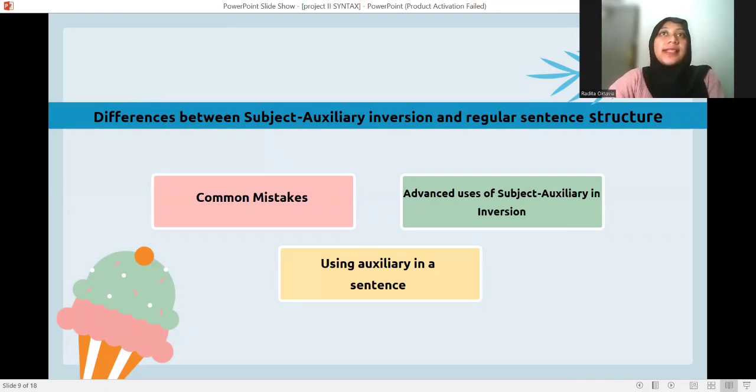The second is advanced use of subject-auxiliary inversion. In addition to asking questions and negation, subject-auxiliary inversion is also used in conditional sentences, passive voice, and inverting phrases. And the last one is using auxiliaries in a sentence.